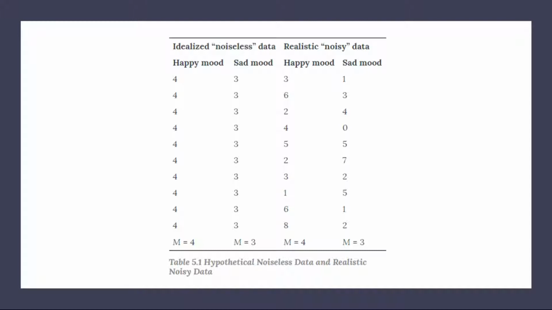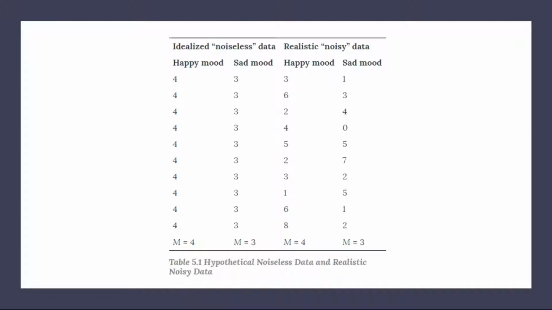In reality, however, the data would probably look more like those in the 2 rightmost columns of Table 5.1. Even in the happy mood condition, some participants would recall fewer happy memories because they have fewer to draw on, use less effective recall strategies, or maybe they're just less motivated. And even in the sad mood condition, some participants would recall more happy childhood memories because they have more happy memories to draw on, they use more effective recall strategies, or they're more motivated to do so.